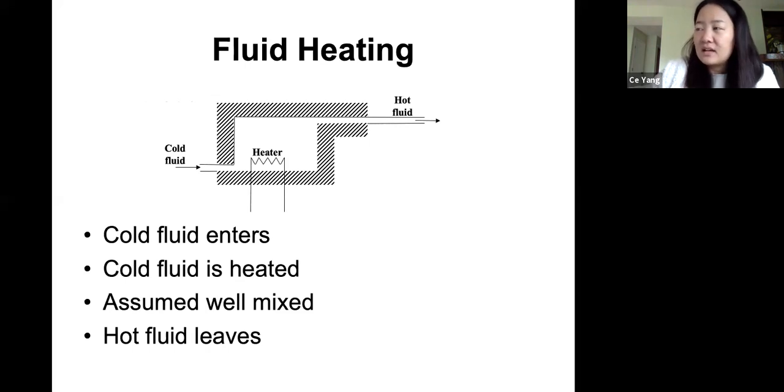So in the fluid heating example, a typical fluid heating problem, we have cold fluid entering and a heater heating the fluid tank. Cold fluid is heated and flows out of the tank. We are interested in knowing the temperature of the flow out of the tank, and we assume the tank is well mixed.